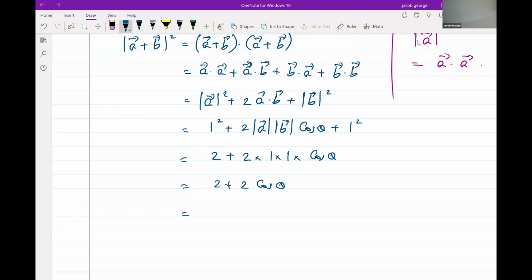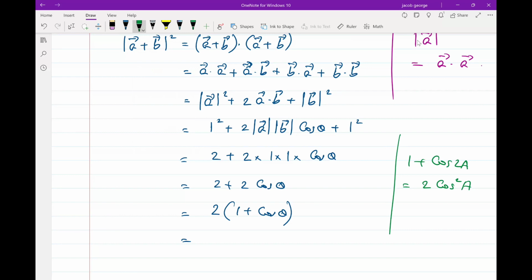All of you understood these steps? Any doubt? We can take a common factor outside. What is that common factor? 2 is the common factor. We take 2 outside. So when you take 2 outside, what do you get, children? 1 plus cos theta. 1 plus cos 2a you have studied. What is 1 plus cos theta? 1 plus cos 2a is 2 cos square a, so 1 plus cos theta is 2 cos square theta by 2. Correct answer. Clear? Trigonometric result, 2 cos square theta by 2.